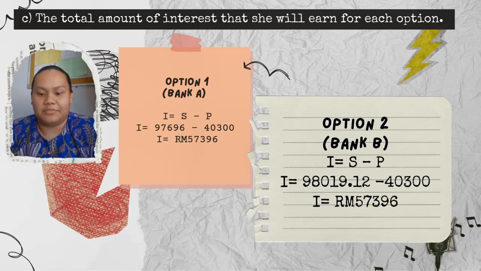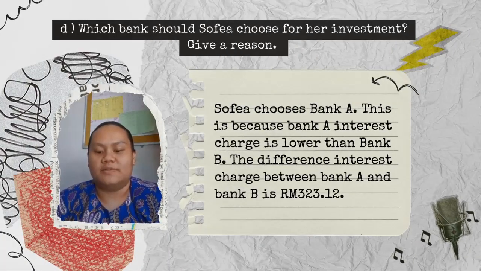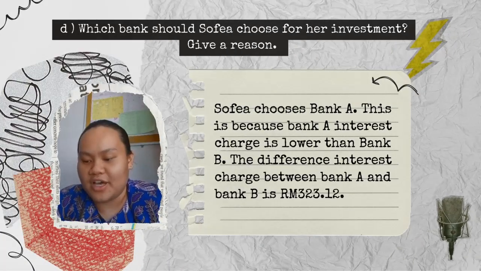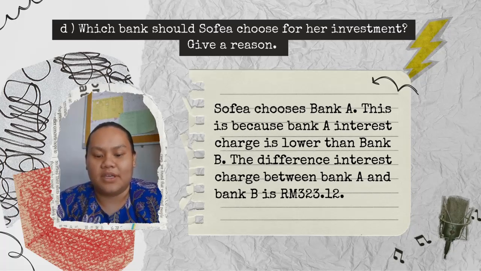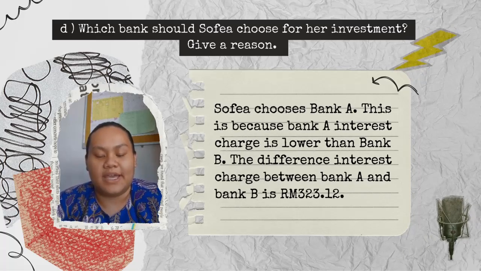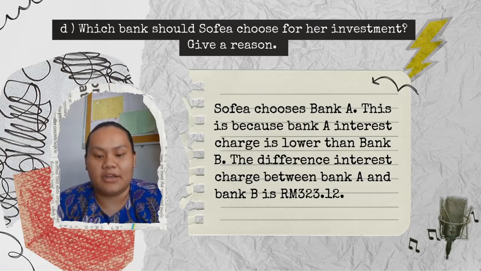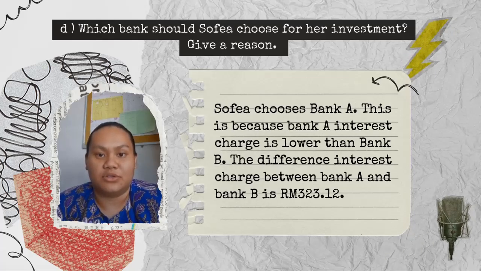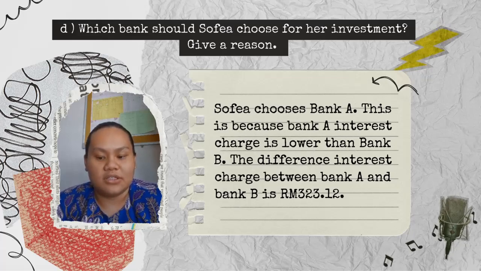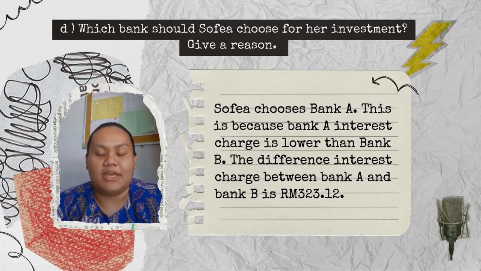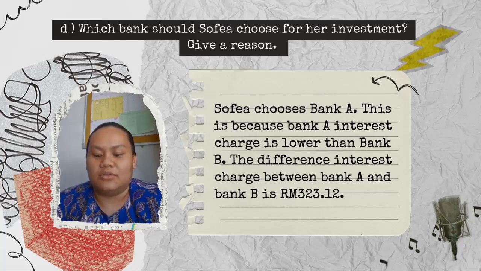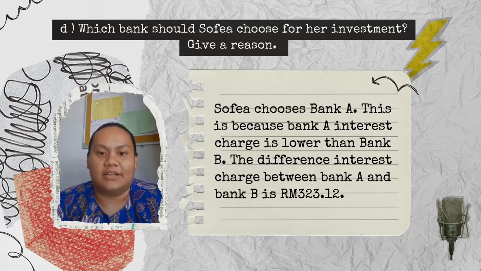I equals 57,719.12. Question 1d. Which bank should Sophia choose for her investment and give a reason? Sophia should choose Bank B, option 2, because its interest earned is higher. The difference in interest between Bank A and Bank B is 323.12.